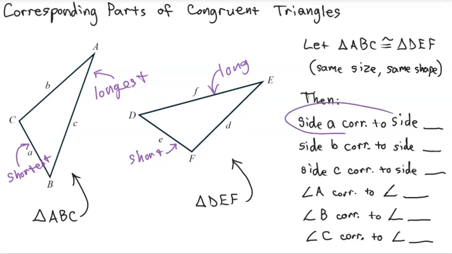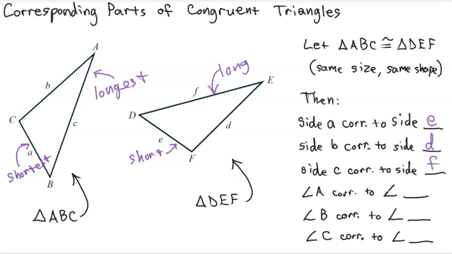So when we come over here, it says side A corresponds to what side? Well, we just said it. Side A is the shortest side, and side E is the shortest side. So that means side A corresponds to side E. Side B is medium and side D is medium, so side B corresponds to side D. Side C is the longest side and so is side F. Therefore, side C corresponds to side F.